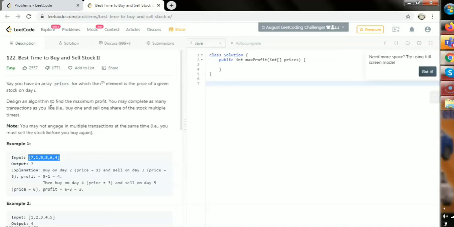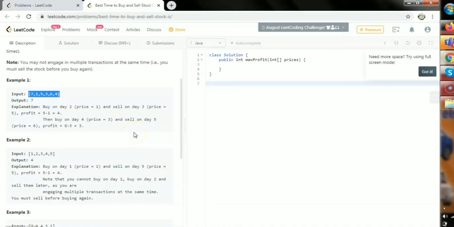Like, I can buy one share and sell this share on some other day, and do this activity multiple times to get the maximum profit. It is also noted that you may not engage in multiple transactions at the same time. It means first I need to sell, and only then can I buy again. You can understand this more clearly with an example.